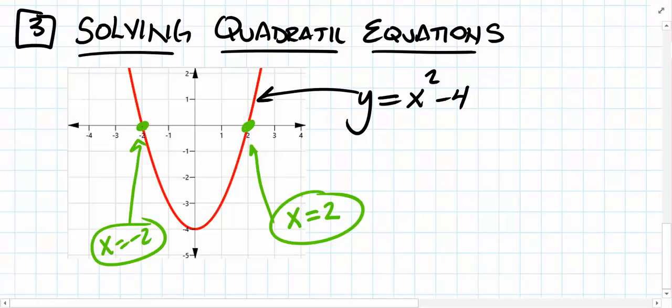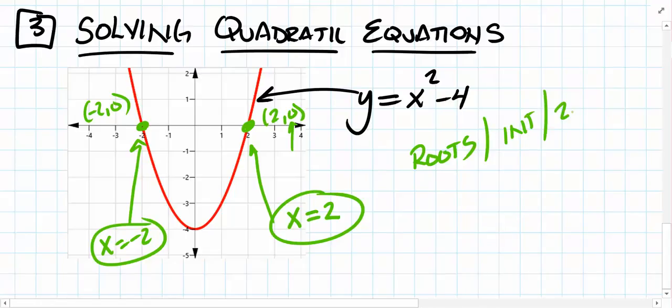So what do I mean by that? That means that this is the point 2, 0, and this is the point -2, 0, right? So if I plug in x equals 2, I should get out a 0. And is that true? If I plug in a 2, do I get a 0 out of this thing? I sure do. So when I'm looking to solve a quadratic equation, I am looking to find the roots or the intercepts or the zeros. That's what that means. Okay, so I'm looking for these points right here.